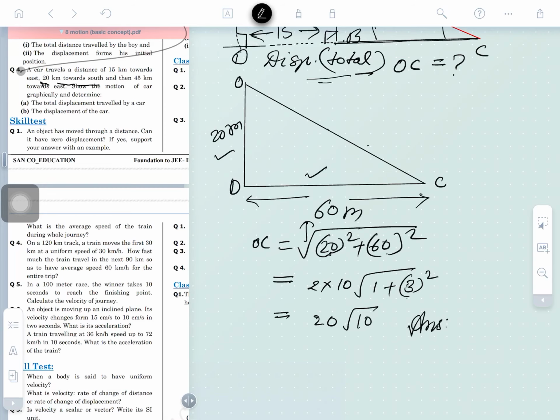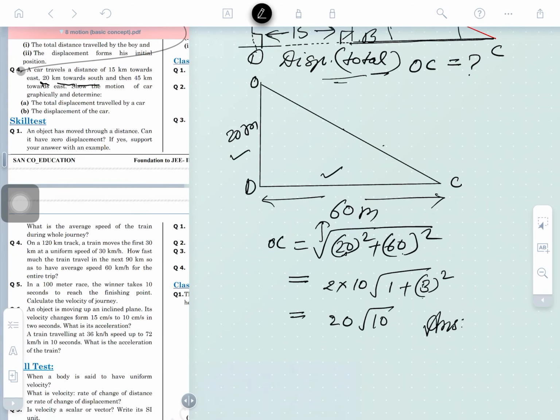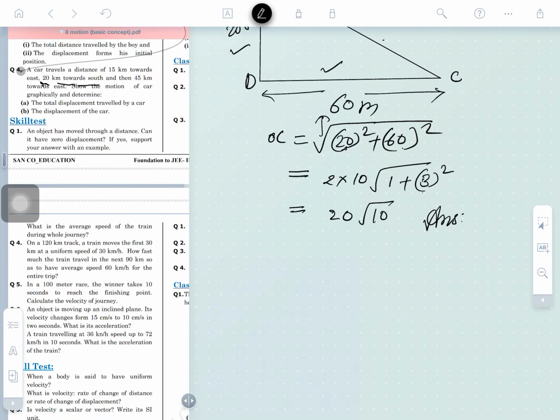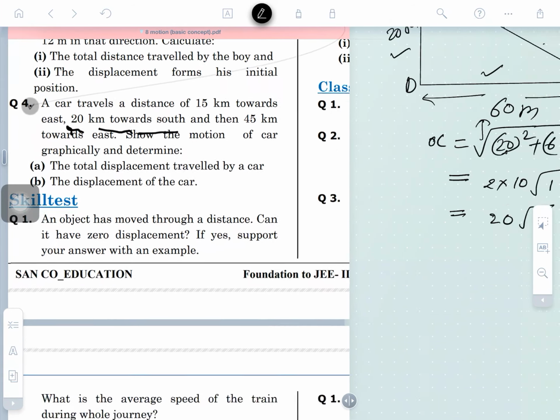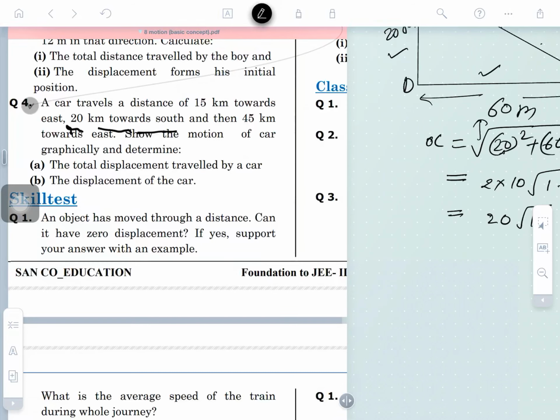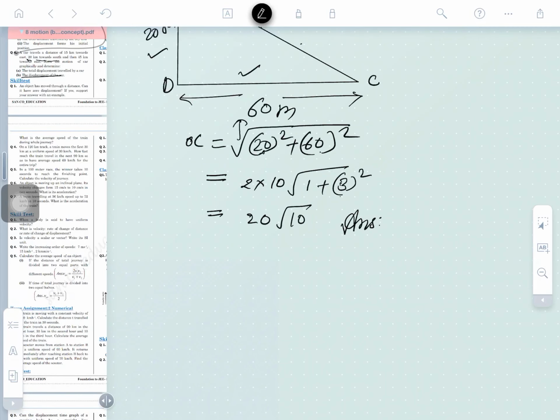Clear? Okay guys, well understood, you this. This is the method of solving such questions. Now see the next question also. He is asking for the displacement. How can you find it out?